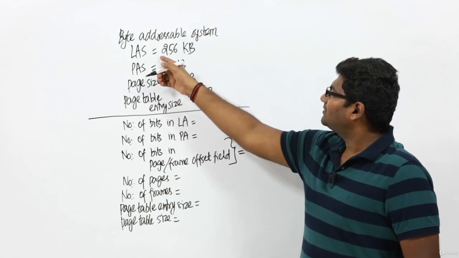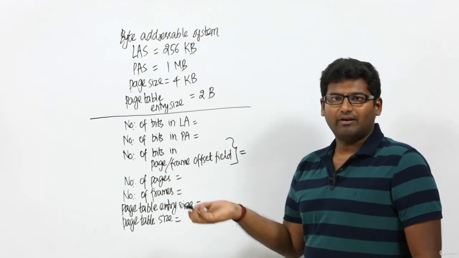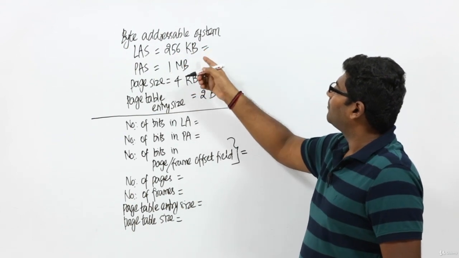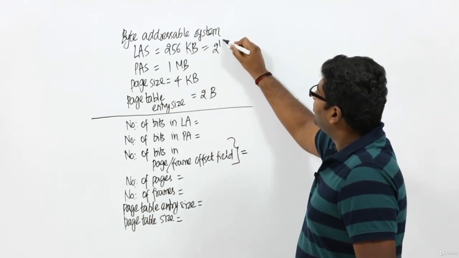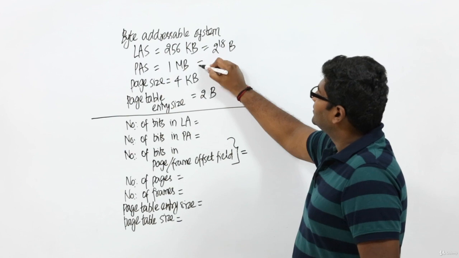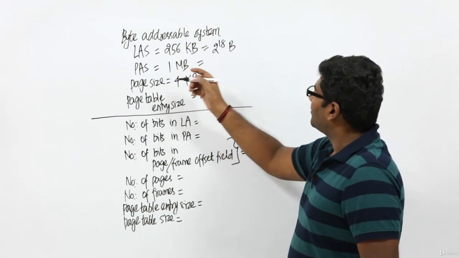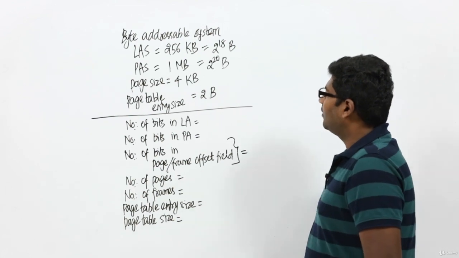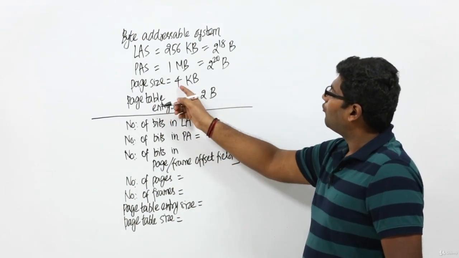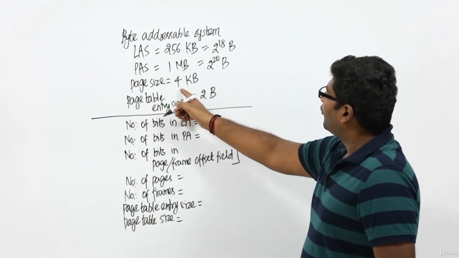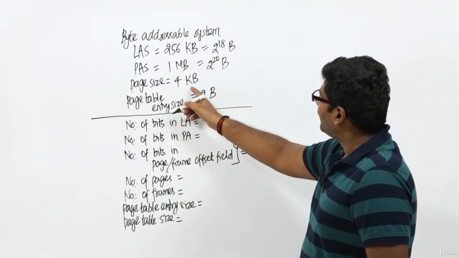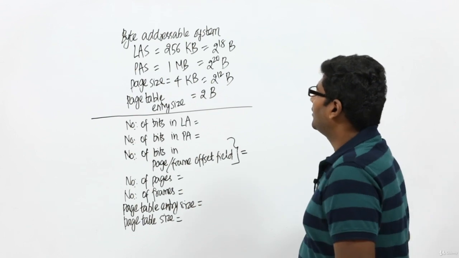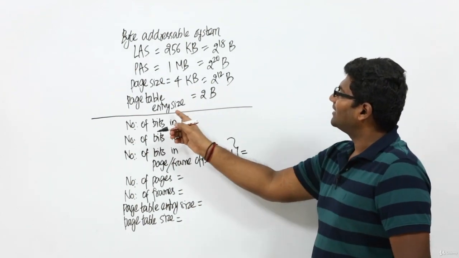Now I can convert this in terms of powers of 2, so it will be easy. It is nothing but 2 power 8 into 2 power 10 bytes, which is nothing but 2 power 18 bytes. Similarly, physical address space equal to 1 MB, which is nothing but 2 power 20 bytes. And they have given page size equal to 4 KB. 4 is nothing but 2 square into 2 power 10, which is nothing but 2 power 12 bytes. They have given page table entry size equal to 2 KB.